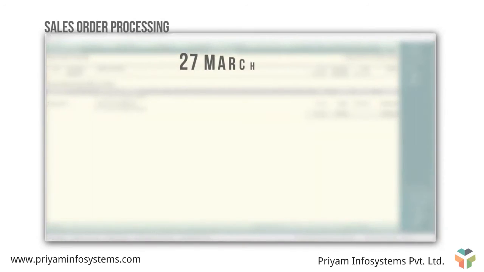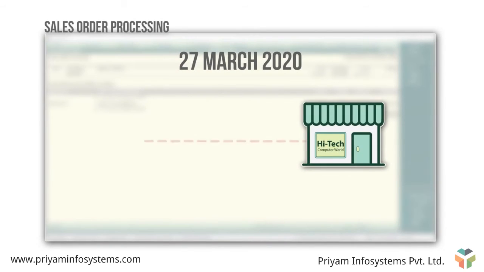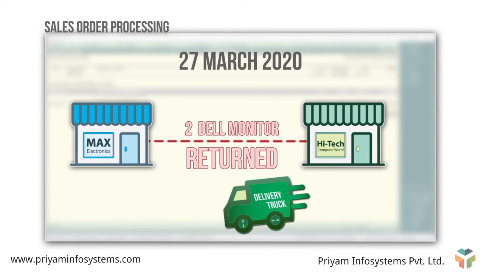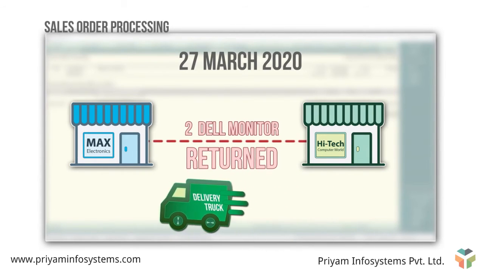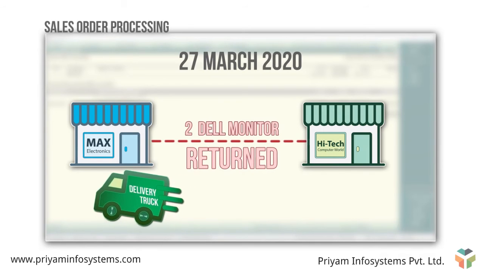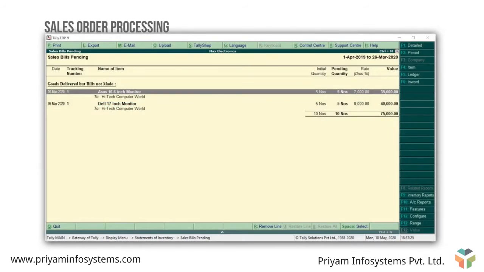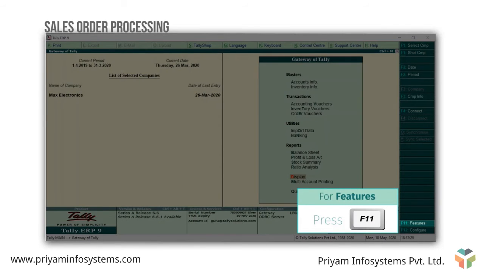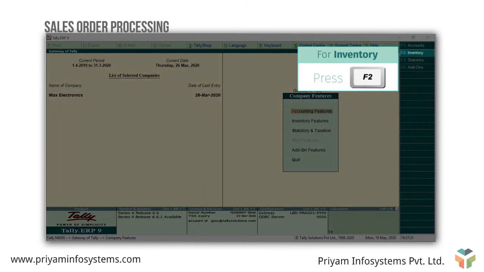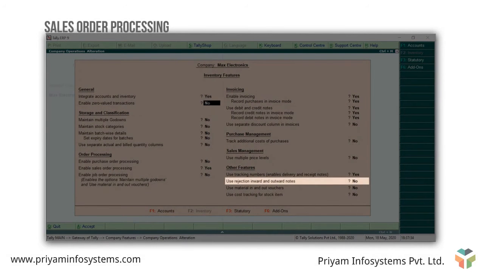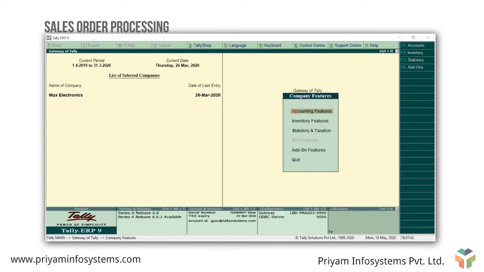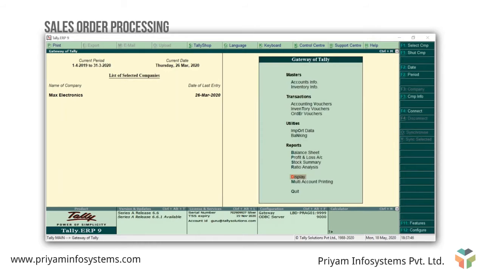Now let's say that on the 27th of March, High-Tech Computer World has returned 2 Dell 17-inch monitors since those were damaged. For goods which are returned before issuing a sales invoice, you need to record a Rejection In voucher. Press Escape to come back to the Gateway of Tally. Press F11 for Features, F2 for Inventory Features, set Use Rejection Inward and Outward Notes to Yes, press Ctrl+A to accept the screen, and Escape to go back to the Gateway of Tally.